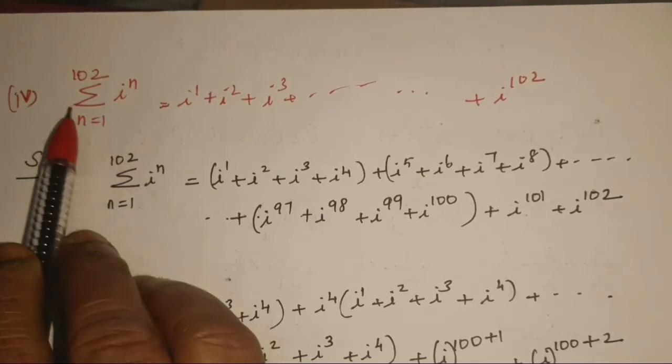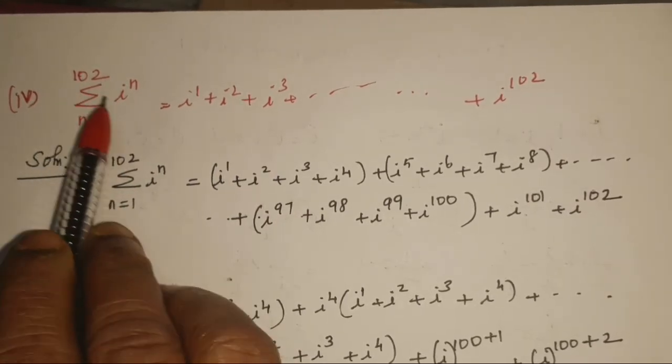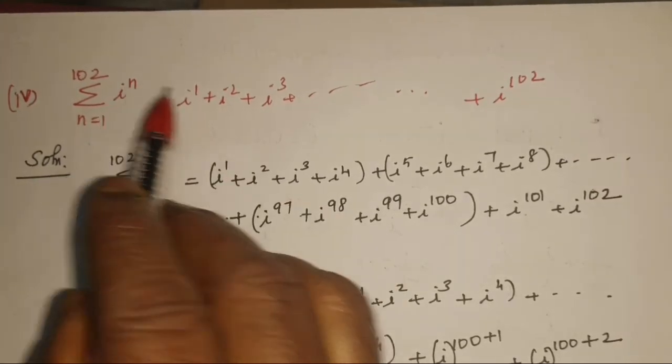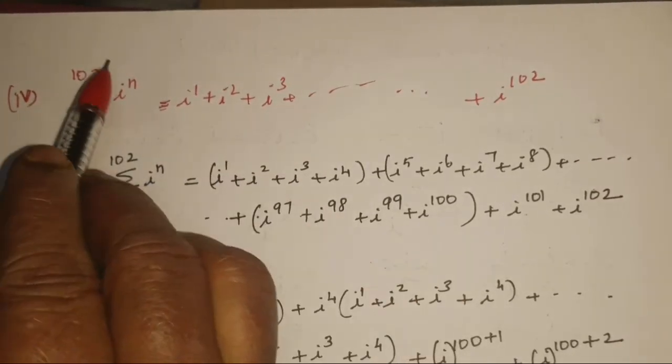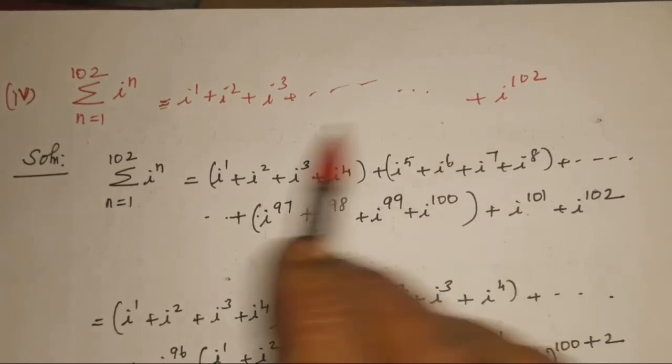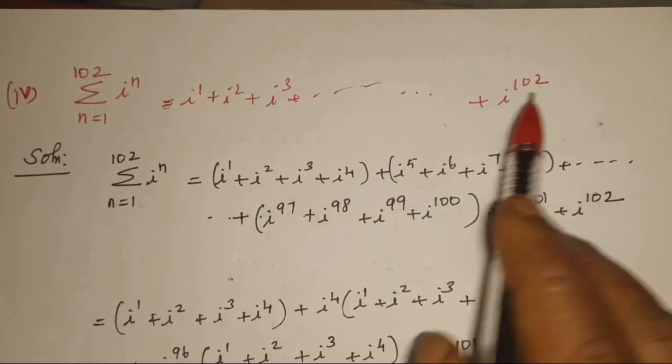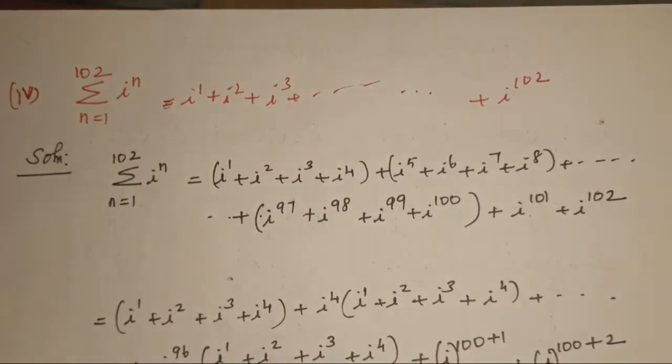Summation of n equal to 1 to 102 of i power n. The question is given this only. What is the meaning? n equal to 1, n equal to 2, n equal to 3, up to n equal to 102. So i power 1, i power 2, i power 3, etc., up to i power 102. How to easily find the value of this sum?